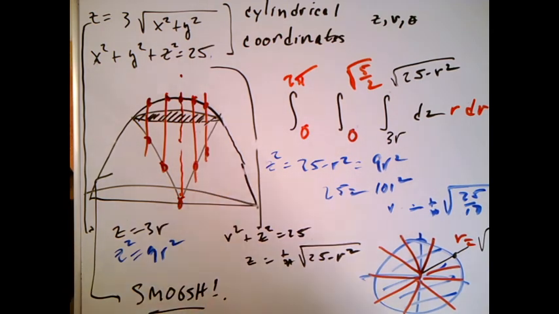And that's how you do an integral in cylindrical coordinates. You still have to draw it. We still have to draw lines. We still have to smush. But when we smush, we use r and theta instead of x and y.